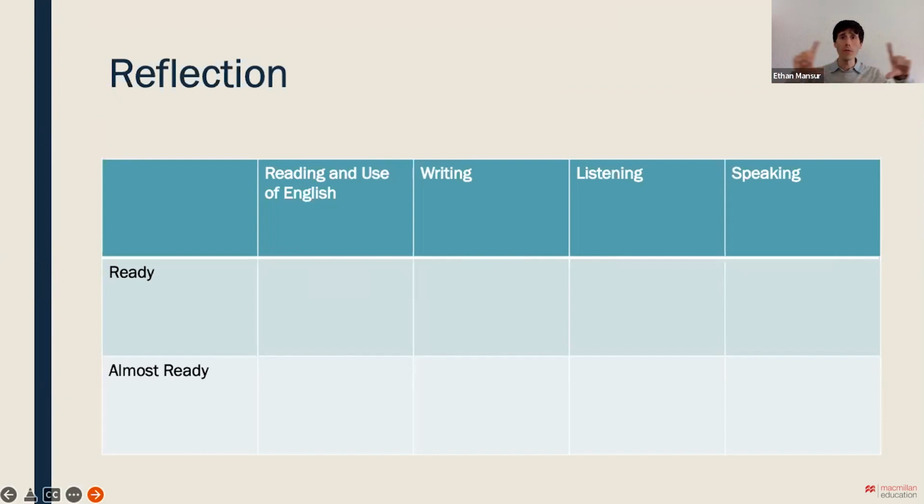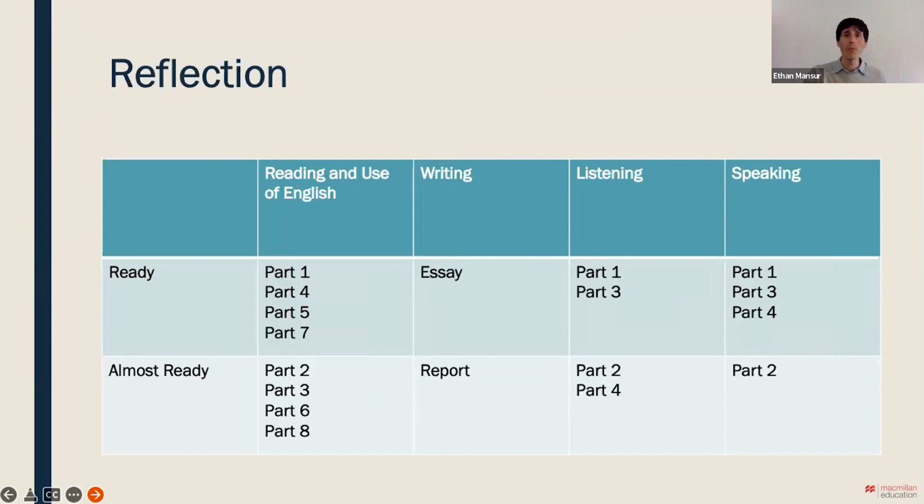We create a table in our notebooks, and then we put the exam tasks, each one from each paper, into either the ready section, which is good, or the almost ready section, which is parts of the exam we still need to get better at.